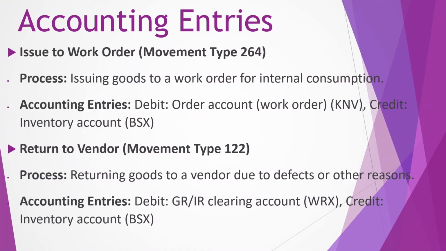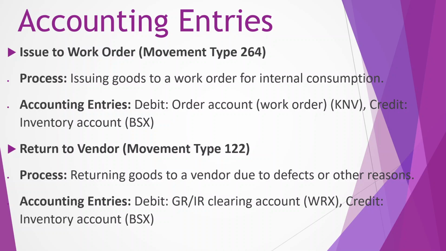Now, issue to the work order, movement type 261. The process is issuing goods to a work order for internal consumption. That means it will be consumed internally. Accounting entry is debit the order account, work order, with the GBB transaction key, and credit the inventory account with BSX.